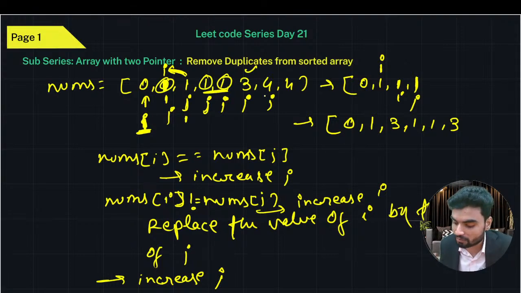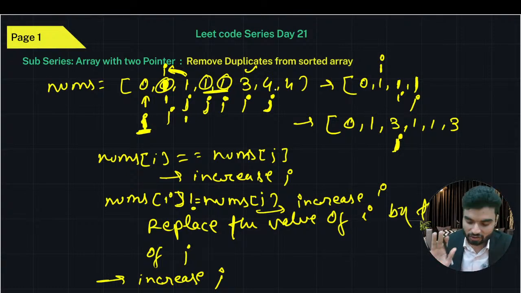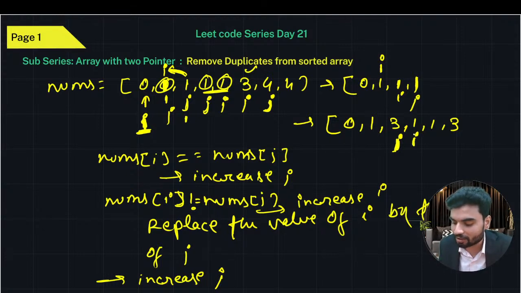Again you'll see the value at I. Are both the values the same? Look at this, the current j is holding 4, and the current I is holding 3. They are different. Yes, they are different. Then increase I. When you increase I, it will come here, and you will replace this value by the value of j, and the value of j was 4. So this 1 will be updated by 4. Yes or no?